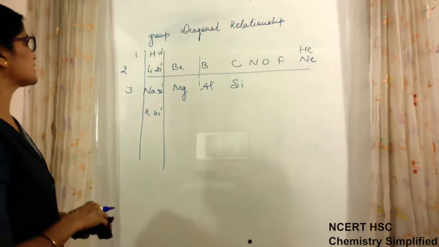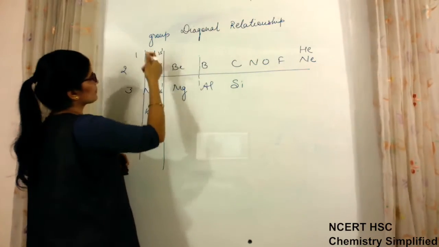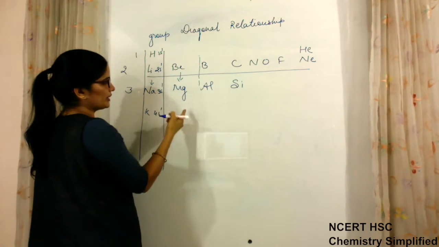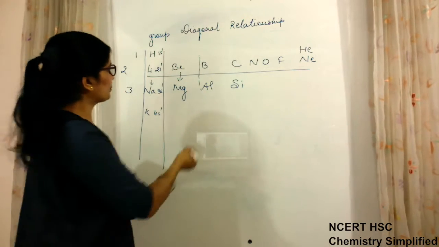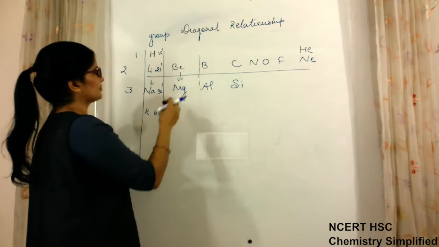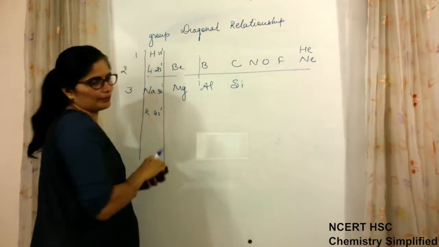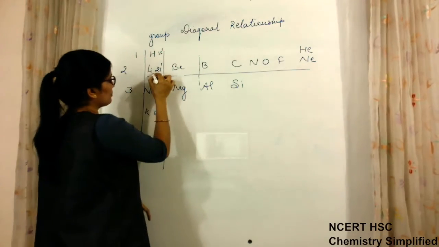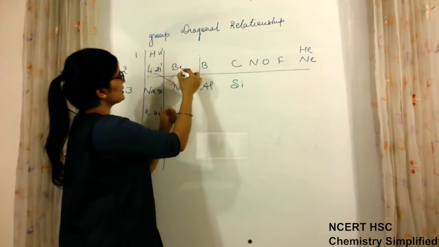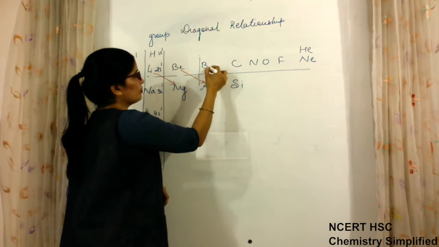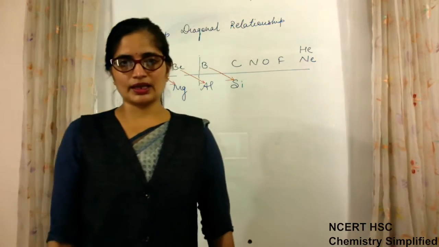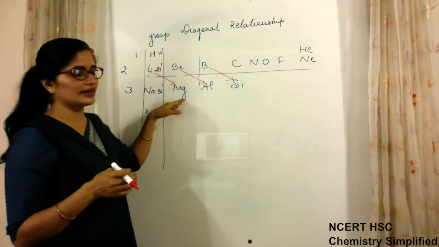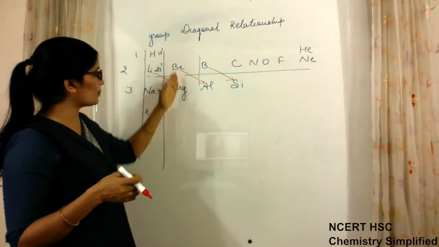According to what we have discussed, what should happen? Lithium's properties should be similar to sodium, beryllium's similar to magnesium, because they belong to the same group. Boron should be similar to aluminium. But instead, what actually happens is that lithium is similar in properties to magnesium, beryllium is similar to aluminium, and boron is similar to silicon. Instead of similarity with the element in the same group, they have more similarity with the element in the group next to it.